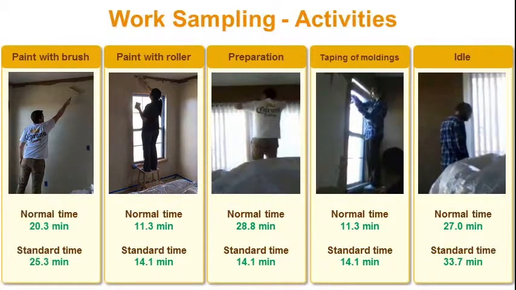5 main activities were identified during the work sampling: painting with a brush, painting with a roller, preparation of site, taping of moldings, and idle or no work being done. The allowance was set at 20% and the performance rating of 80% was used. The team found the normal and standard time for each work-related activity. One thing of note is that approximately 30% of the time the workers exhibited idle behavior. The team recommends that standard work be implemented to minimize downtime and remove waste of no work being done.